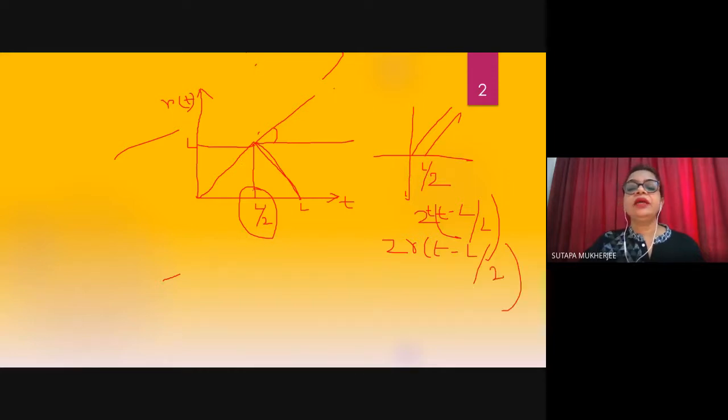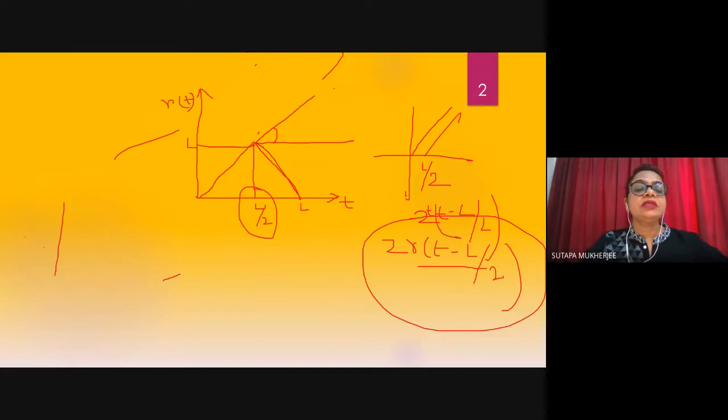See, if the ramp started from here, what would happen? If this starts from this one, it will be RT minus L by 2. Again it comes down, so again this will be added here. Okay, keep this in mind. Otherwise you can do like this, take a simple straight line and give the constraint of that one.